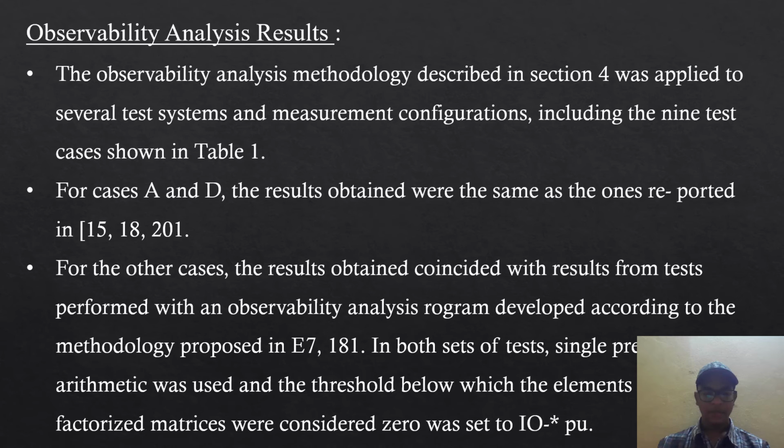Now we are going to discuss the observability analysis results. The observability analysis methodology described in Section 4 was applied to several test systems and measurement configurations, including the 9 test cases shown in Table 1. For cases A and D, the results obtained were the same as those reported in 15, 18, 20. For the other cases, the results coincide with the results from the test performed with an observability analysis program developed according to the methodology proposed in 17, 18. In both sets of tests, single precision arithmetic was used, and the threshold below which the elements of factorized matrices were considered 0 was set to 10 power minus 4 pu.